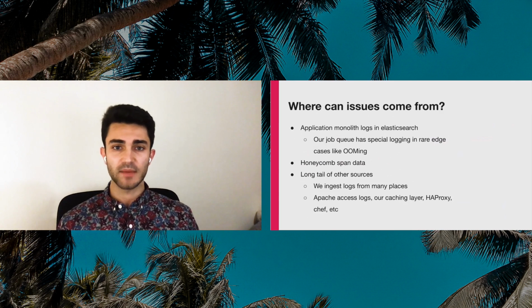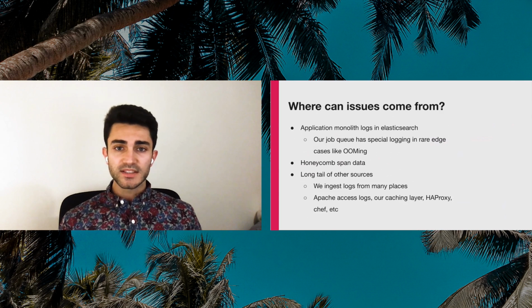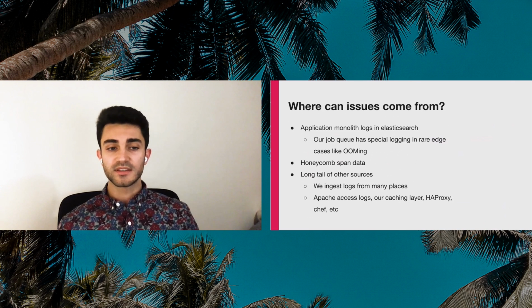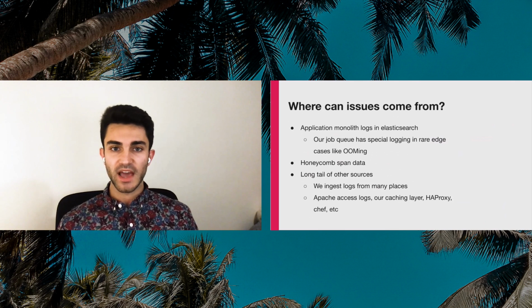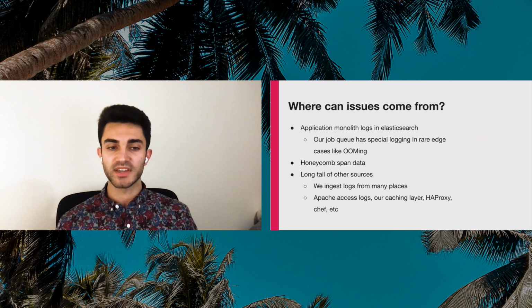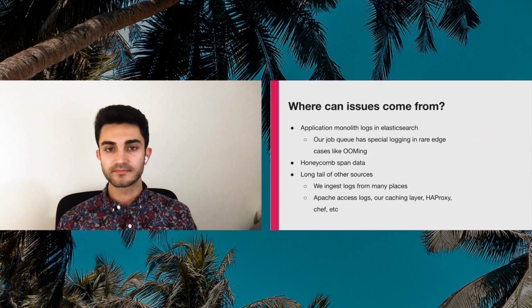So I want to take a step back and look at where issues can come from. A lot of them basically come from wherever you can emit logs. At Slack, we proudly have a giant monolith, and of course, that comes with a lot of logging. Our application monolith logs lots of information to Logstash. And sometimes it only happens in special cases too. For example, our job queue has special logging in rare edge cases when a job runs out of memory.